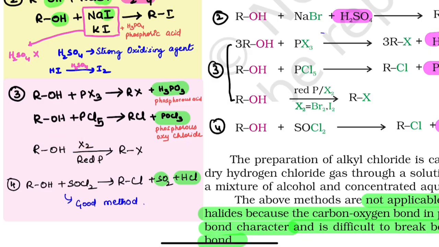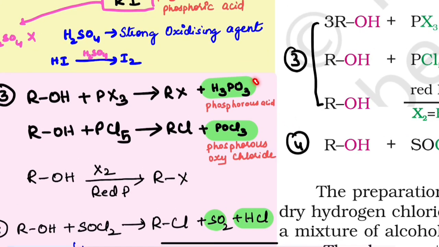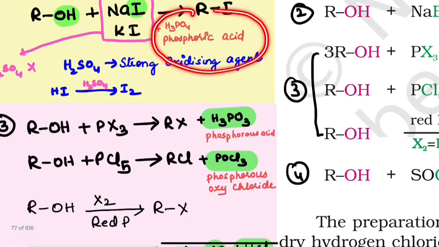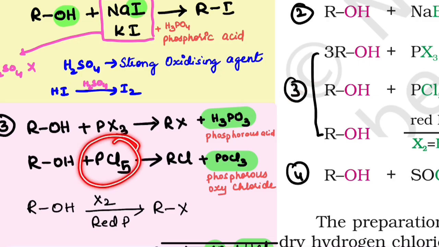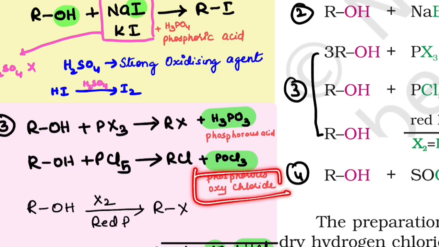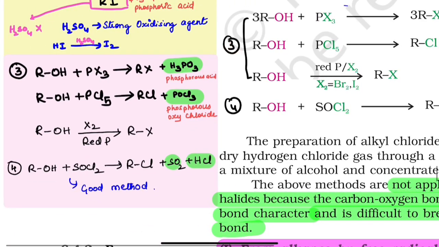But what is very important: all these are major products, but what is important here is these two byproducts. This is what is asked in the NEET examination. What is the byproduct formed when you are using PX3? Make a note of it: H3PO3, phosphorus acid. Phosphoric acid is H3PO4; H3PO3, phosphorus acid, will be formed. In case of PCl5, you can see POCl3 will be formed, which is phosphorus oxychloride. So this is what you have to learn, very important, which is asked in the NEET examination.